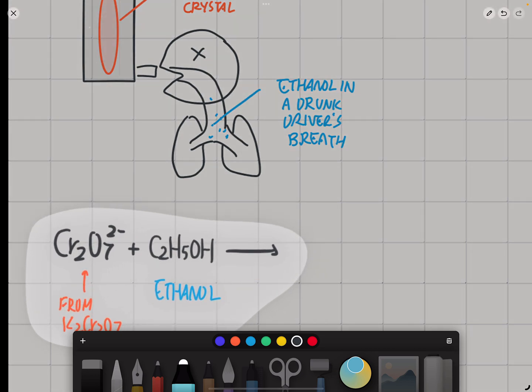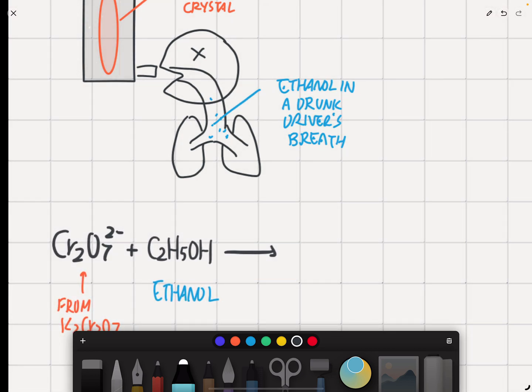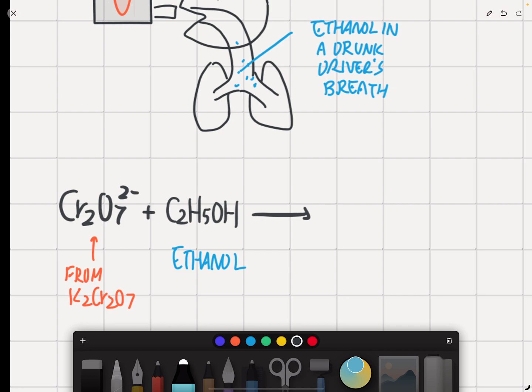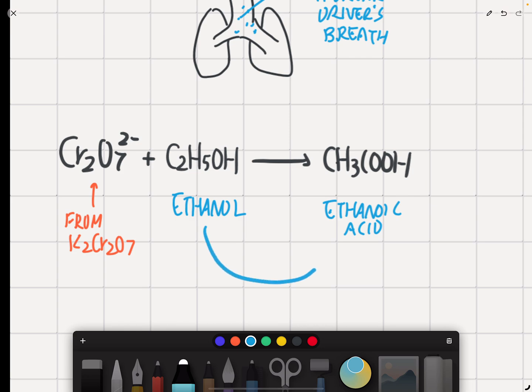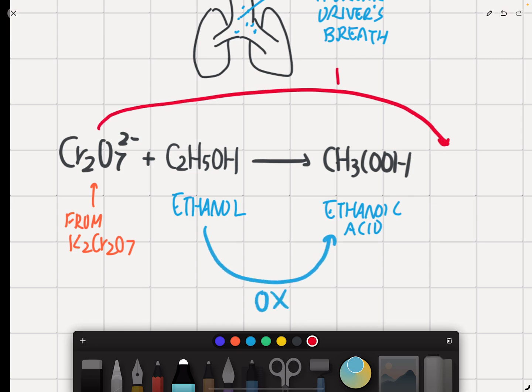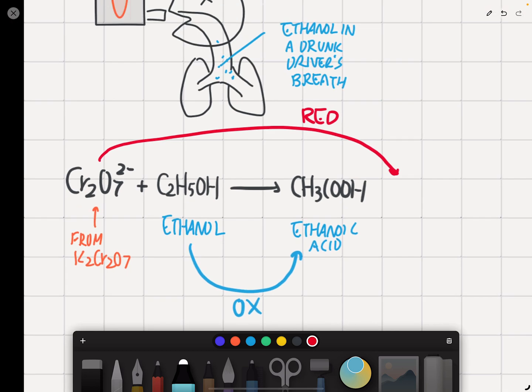So you know redox. Redox means something is oxidized and something is reduced at the same time. So we have ethanoic acid formed from ethanol. This we call oxidation, of course. At the same time, something will be reduced, so we have reduction in here.